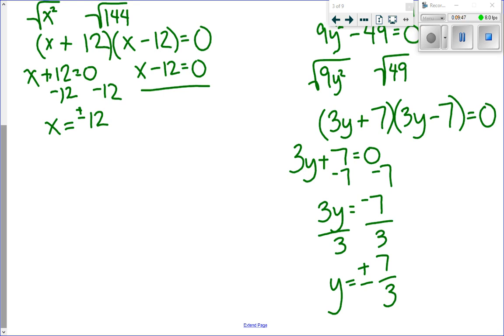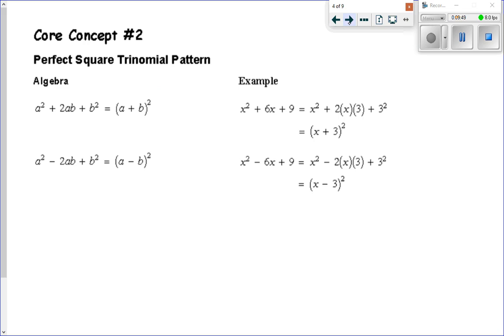Moving on to our second core concept, again, we talked about this today, that is the perfect square trinomial pattern. So this is a shortcut for factoring. This is going to skip a few steps. If you recognize this pattern, then you don't have to do all of the steps. You don't have to do the magic number. You don't have to factor by grouping, because this pattern tells you that this is a perfect square. This is one binomial multiplied by itself.